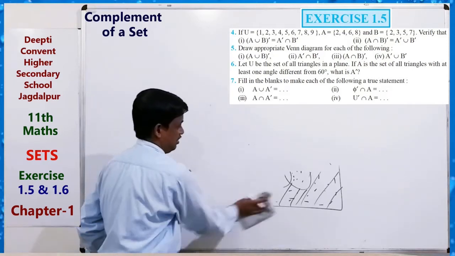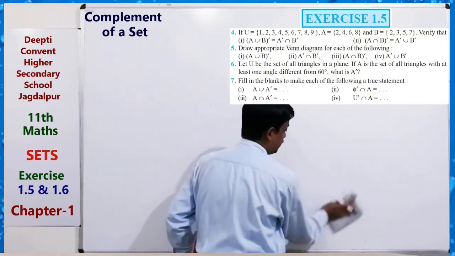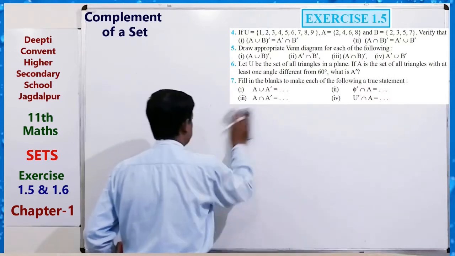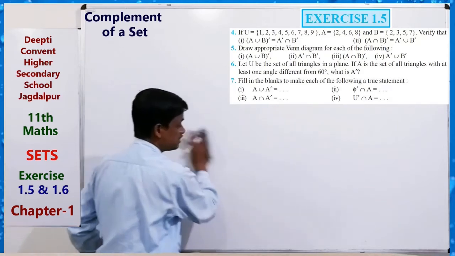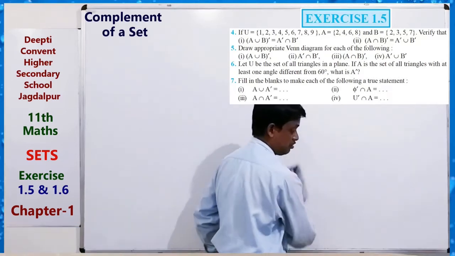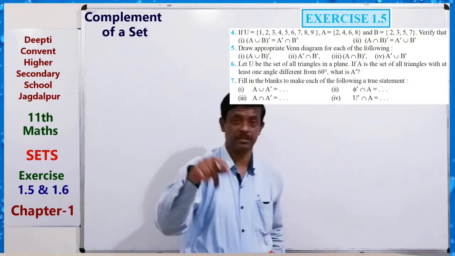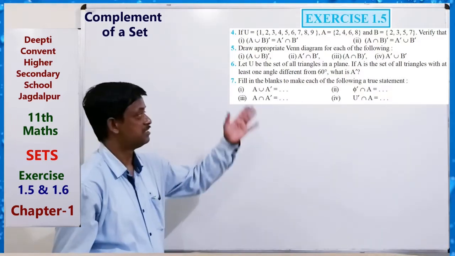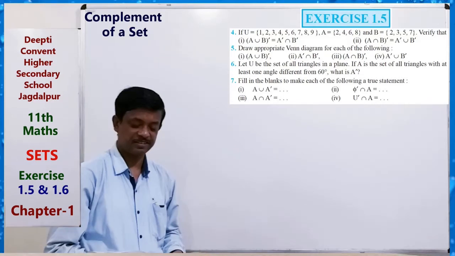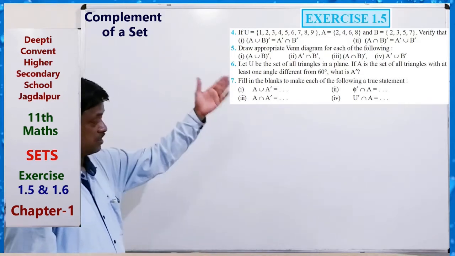Negatively, all. The complement of at least means all negative. Negatively means not differing from 60. All angles are 60. That is, A dash is the set of all equilateral triangles. Okay. Question 7, you can fill.